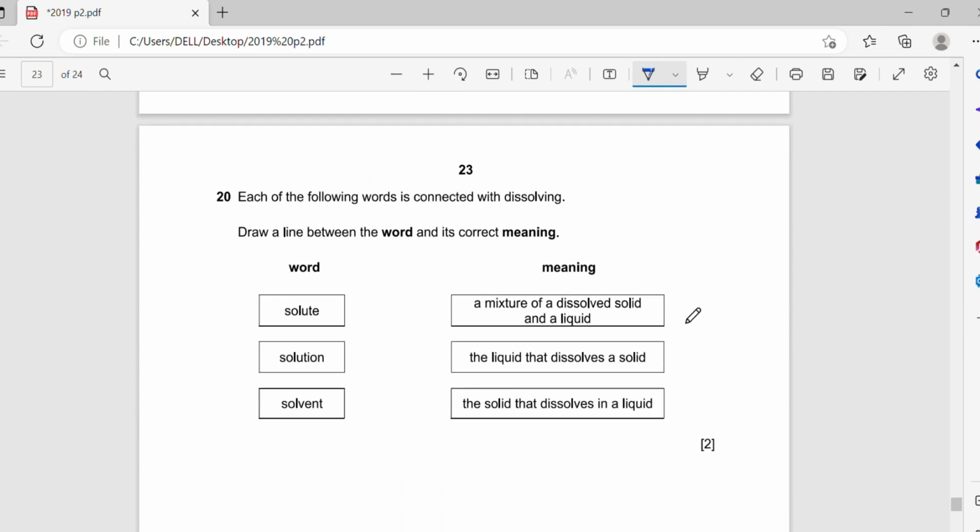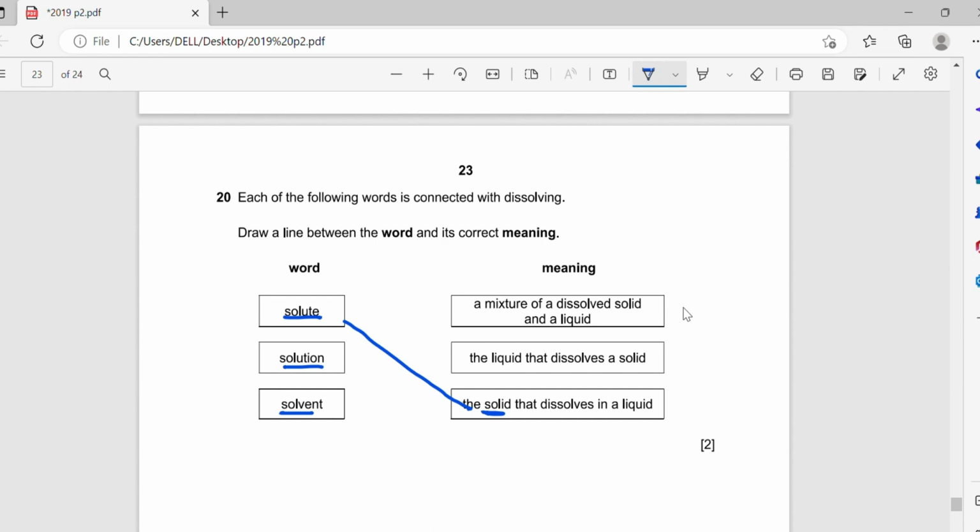Next, question 20, the last question in the exam. Each of the following words is connected with dissolving. Draw a line between the word and its correct meaning. We have the words solute, solution, solvent. The solute is the solid that dissolves in a liquid.